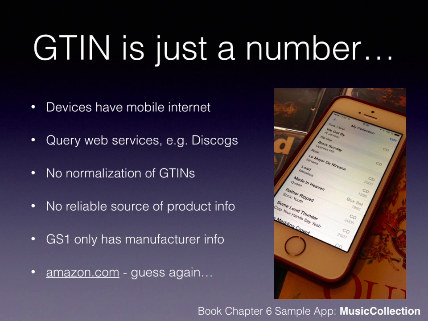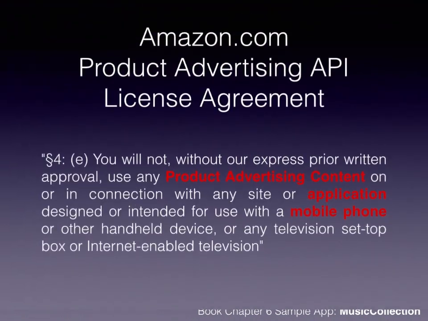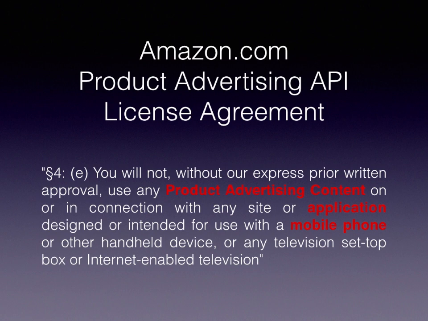Guess again. Because that was exactly what I was thinking. I implemented over the course of a week an API wrapper for the Amazon Product Advertising API. I was able to scan barcodes. I was able to get book titles and stuff. And then one fine day, after I had achieved all these technical things, I came across the Amazon.com Product Advertising API license agreement. Unfortunately, there it says, you will not, without our express written approval, use any product advertising content in apps designed for mobile phones.